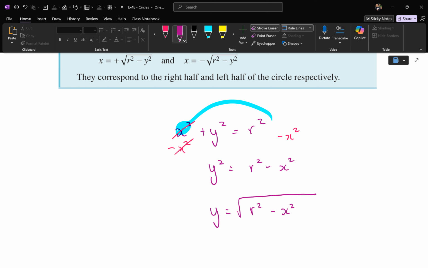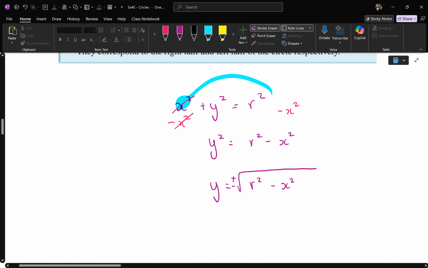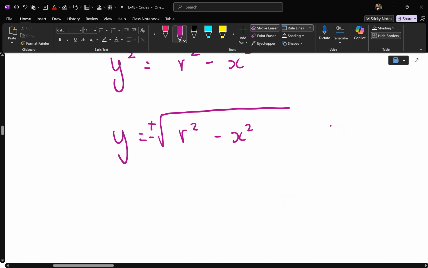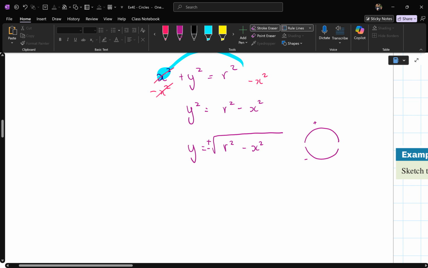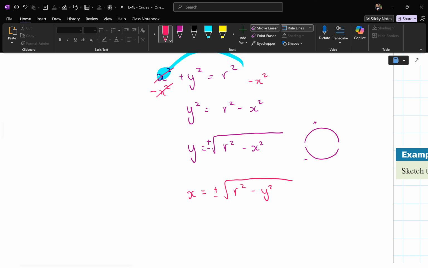But remember, when you square root, you get a plus and a minus. That's what the plus minus represents. You've rearranged it. The plus is the top half, and the negative for y is the bottom half. And similarly, if you did the same thing but instead moved the y squared, that's how you get the second equation. You get x is equal to plus or minus the root of r squared minus y squared, and that's why it's the other two halves, where this is the negative side and that's the positive side.